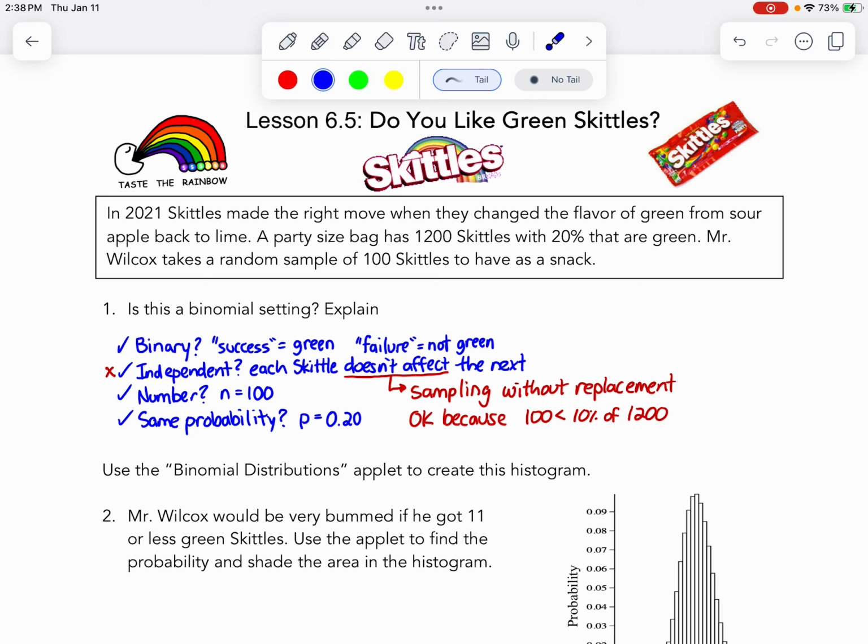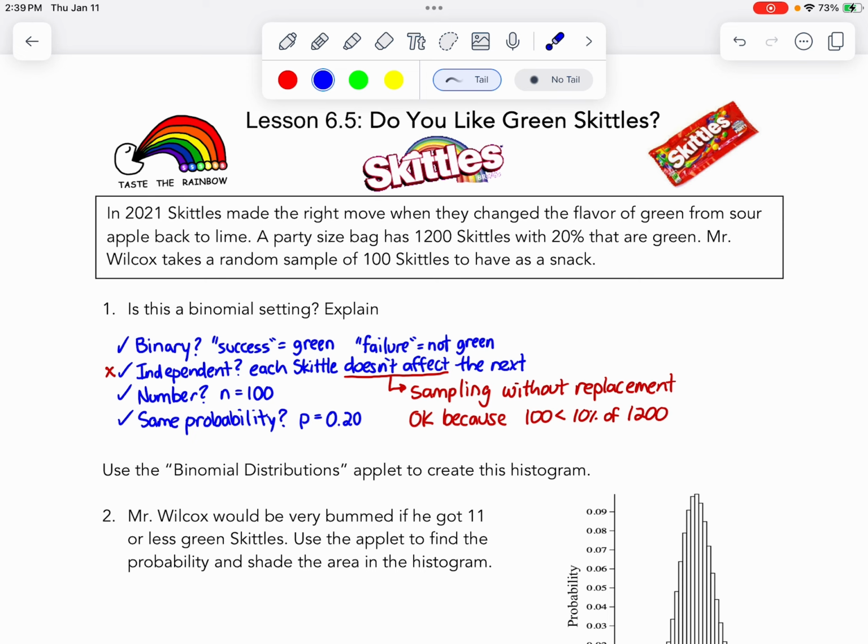So, in 2021, Skittles made the right move when they changed the flavor of the green from sour apple back to lime. I guess I agree with that. A party-sized bag has 1,200 Skittles, and 20% of those are green. Mr. Wilcox takes a random sample of 100 Skittles to have as a snack. Seems like a pretty big snack. Whatever. Okay. Is it binomial?